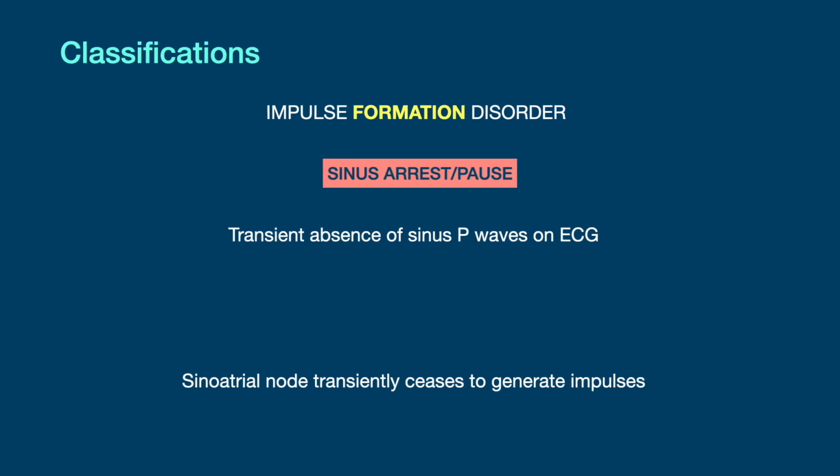Sinus arrest or sinus pause is defined as the transient absence of sinus P waves on the ECG that may last from 2 seconds to several minutes. Here, the sinoatrial node of the heart transiently ceases to generate the electrical impulses.